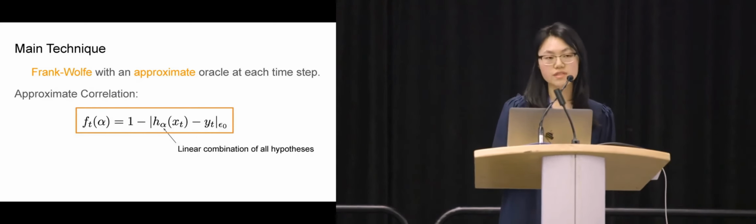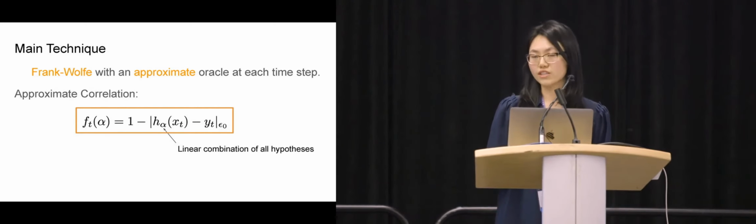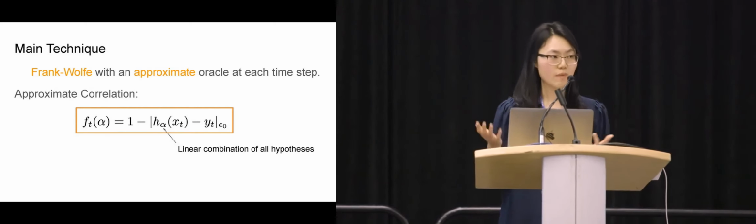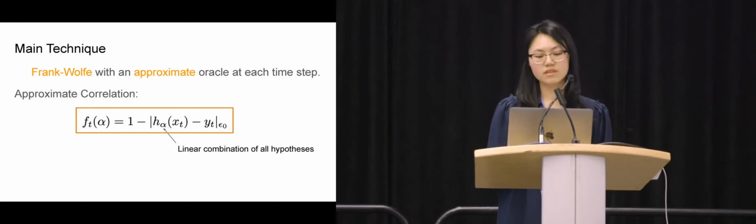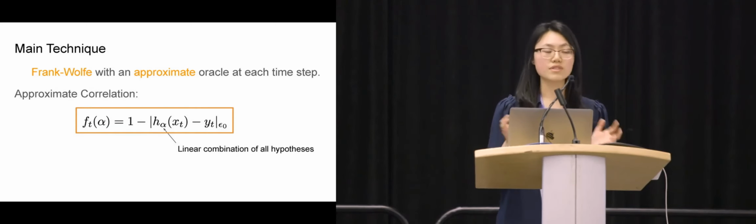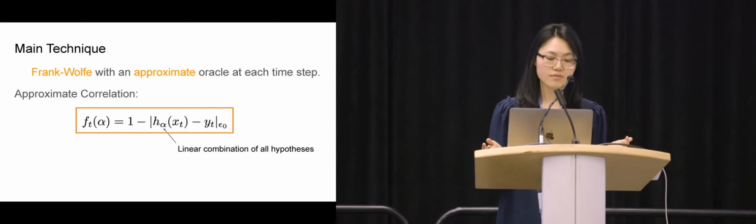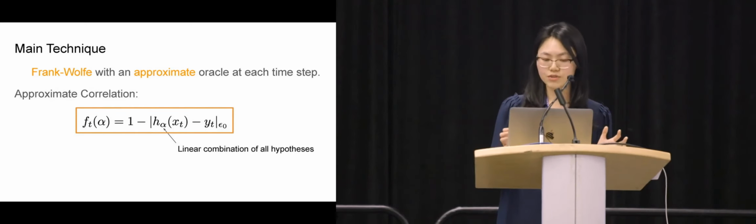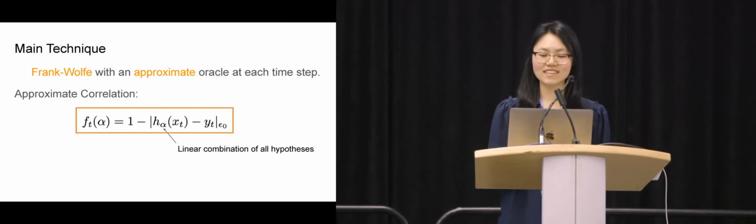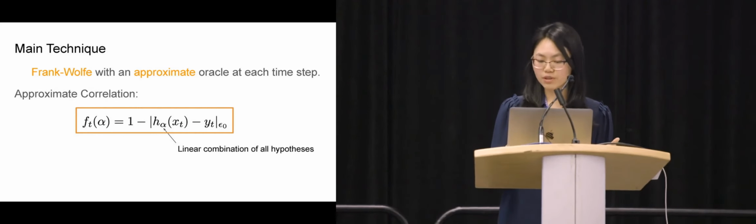So the main technique that we use is the Frank-Wolfe algorithm with an approximate oracle at each time step. The Frank-Wolfe algorithm has been studied for many years in optimization, and we have formal guarantees for this algorithm. We use the Frank-Wolfe algorithm to optimize an approximate correlation function, and this is what I mean by the approximate oracle. So instead of optimizing over the exact correlation function, we optimize over FT alpha instead, where alpha defines a linear combination of all hypotheses. And FT alpha is 1 minus the smooth absolute value between the combined hypothesis and the true label.